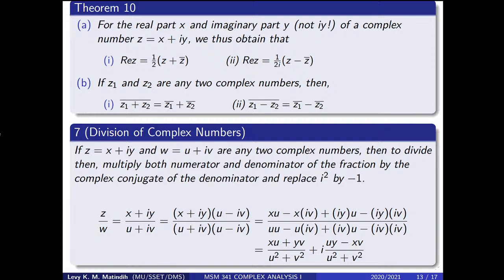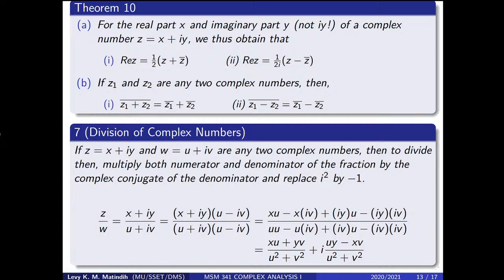You can just assign the structure of z1 and also z2. You can even say let z1 be equal to x1 plus iy1 and z2 be equal to x2 plus iy2. Then you can compute the right hand side and also the left hand side. You're going to realize that they will be the same.